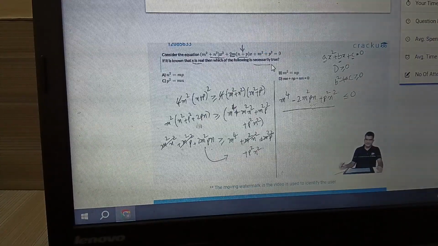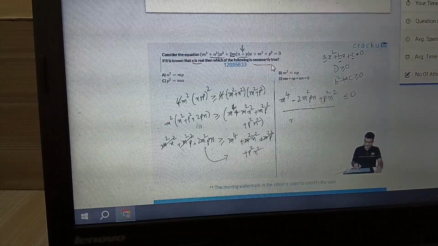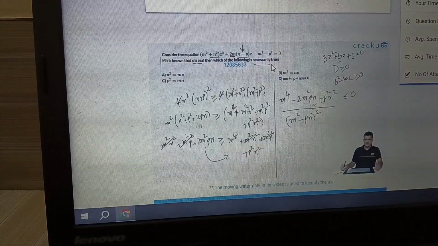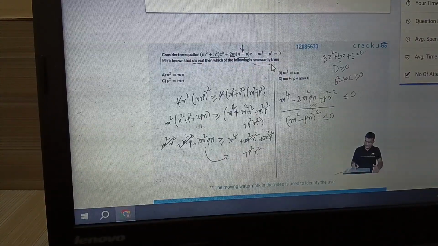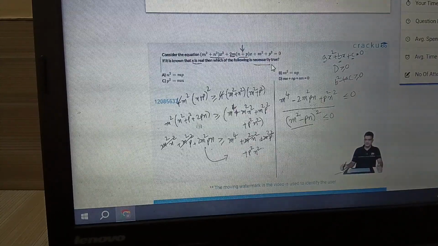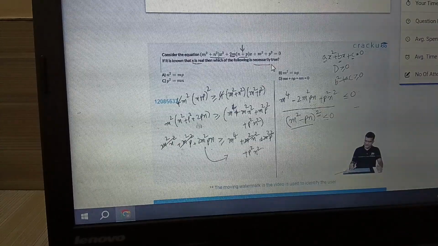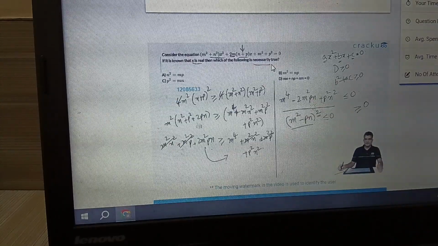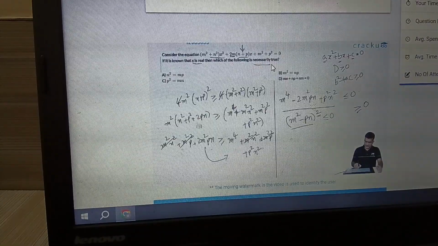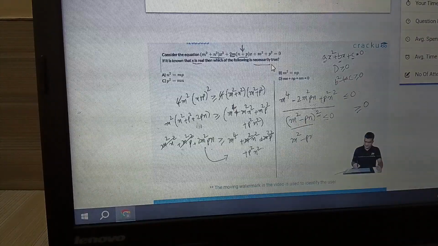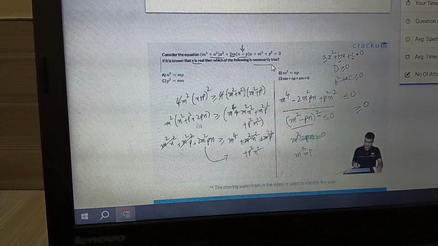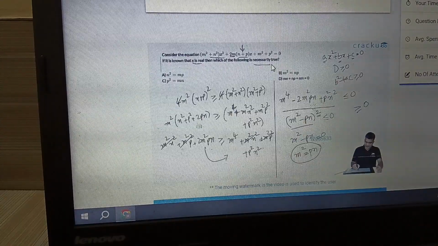But what exactly is this? If you observe closely, this is basically equal to m square minus pn whole square. So we are told that m square minus pn whole square is less than or equal to 0. This is valid if and only if m square minus pn is equal to 0, because this is a perfect square and every perfect square is greater than or equal to 0. So if a term is both greater than or equal to 0 and less than or equal to 0, it would imply that that term is actually equal to 0. So m square minus pn has to equal 0, or the value of m square is equal to pn. So the correct answer is option B.